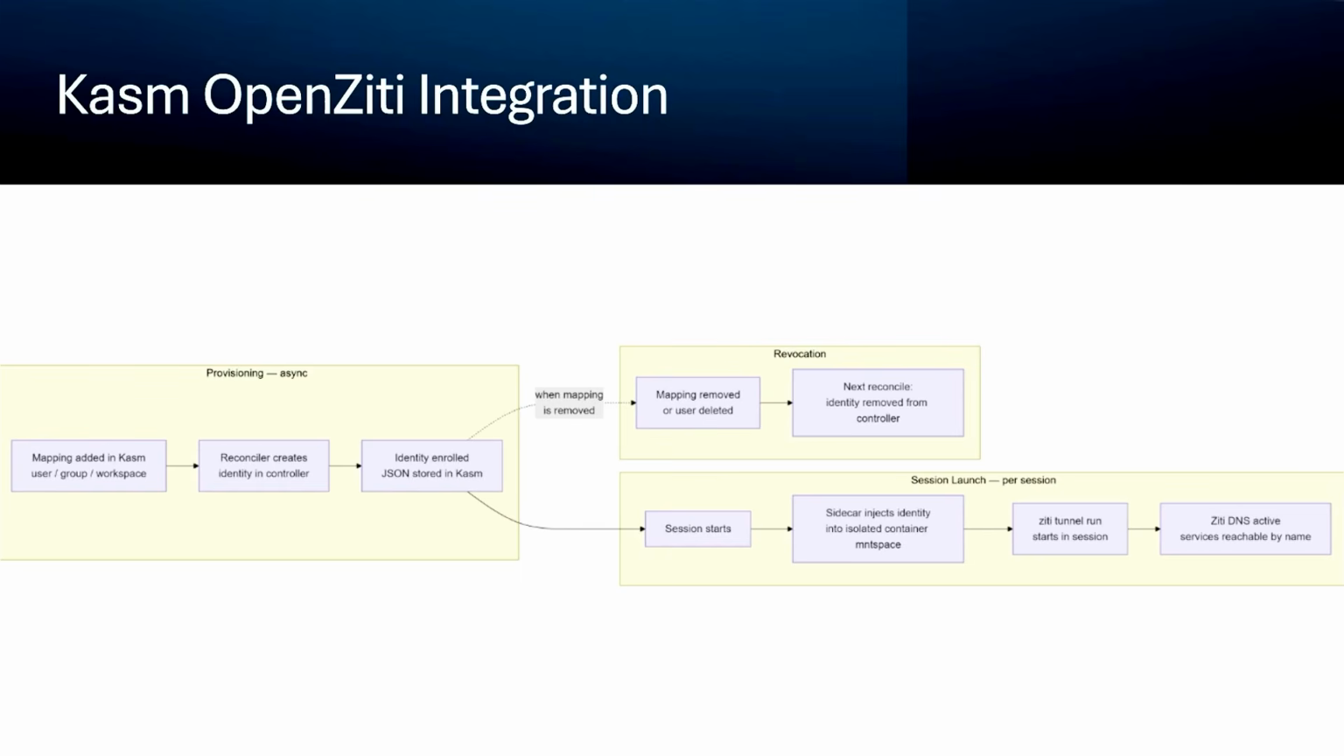DNS inside the session is configured to resolve ZT service names. The user or application running inside the session can now reach services by their ZT name, something like gitlab.corpay.zt or db.prod.zt, as if those services were right there on the local network. When the session ends, the tunnel stops. When a user is removed from an egress mapping, the identity is removed from the controller at the next reconcile cycle.